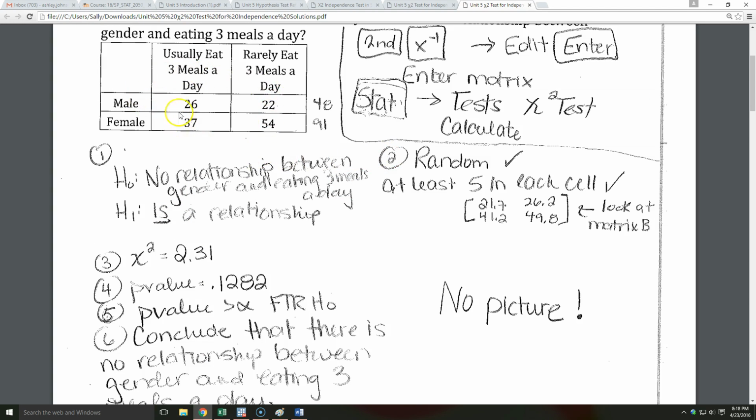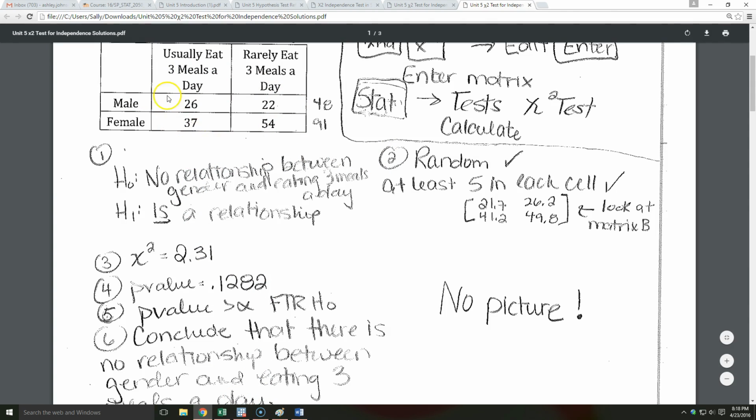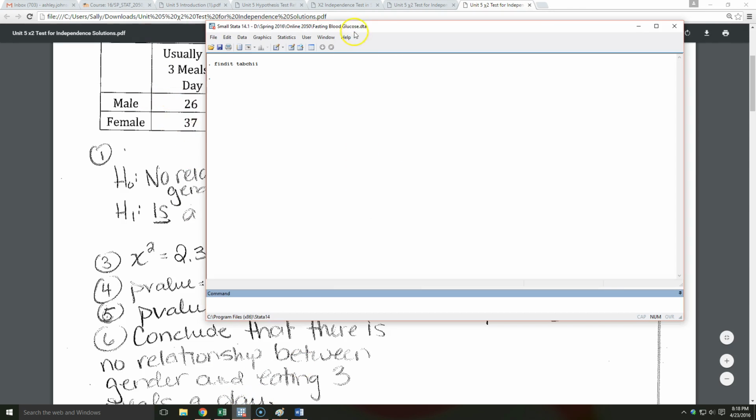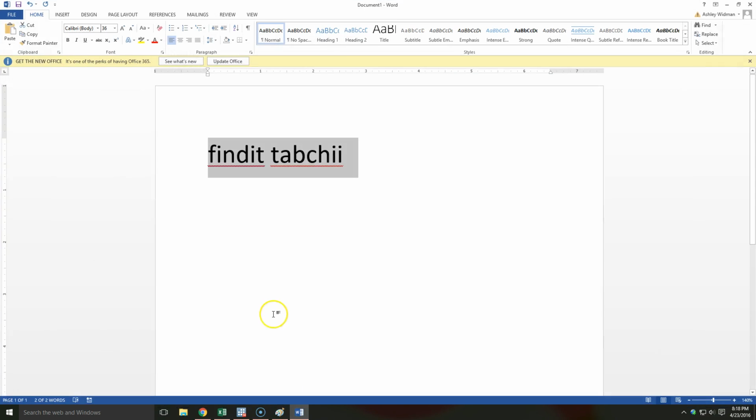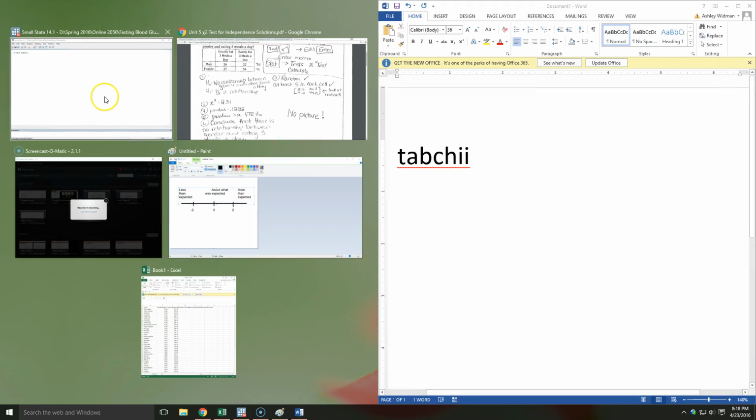So the data we want to enter is going to be this table, and we're going to enter it by row. When we use this command, we're going to put tab chi, and again say, hey, this is the command that we want to use, now that we taught it to Stata. And then you enter in the data by row.